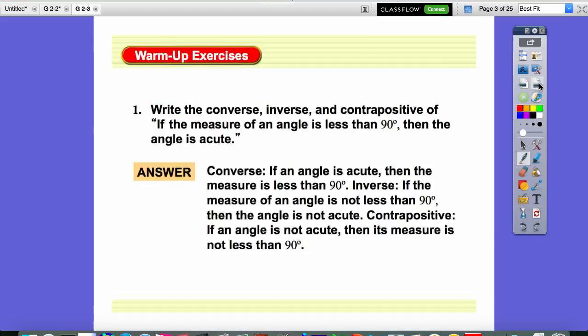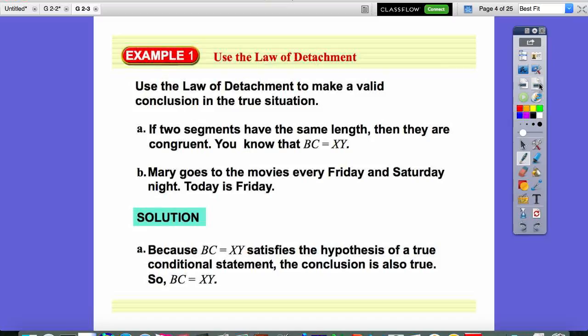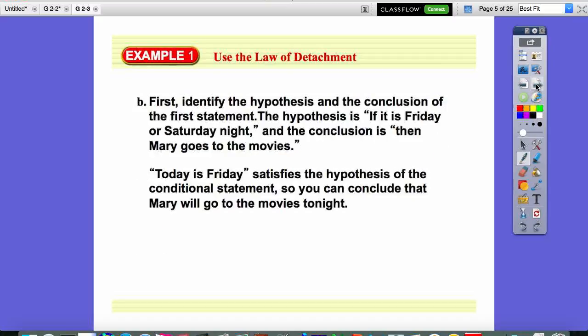So going through law of detachment and law of syllogism. Use the law of detachment to make a valid conclusion in the true situation. If two segments have the same length, then they are congruent. You know that BC equals XY. So since you know that if two segments have the same length, they are congruent, then you know that BC is equal to XY. The second one, Mary goes to the movies every Friday and Saturday night. Today is Friday, so therefore Mary is going to the movies.